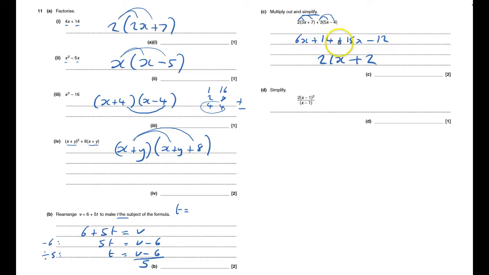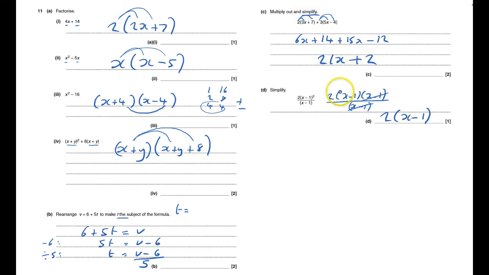And finally, I can divide top and bottom by x minus 1. So I've got 2 lots, I've got x minus 1 squared, so the top bit will actually become 2 lots of x minus 1 times x minus 1, and the bottom bit will just be x minus 1. And so I can divide top and bottom by x minus 1 to leave myself 2 lots of x minus 1. That's how it's simplified.